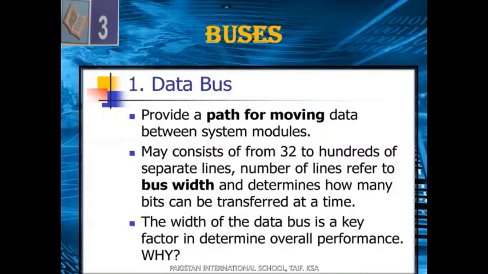Why? Because remember that a bus transfers data in the form of bits, and the bus width means how many bits can be transferred at one time. It can transfer 16 bits, 32 bits, like this. So a 32-bit bus is faster than a 16-bit bus. The amount of data a bus can carry at one time is called the bus width.